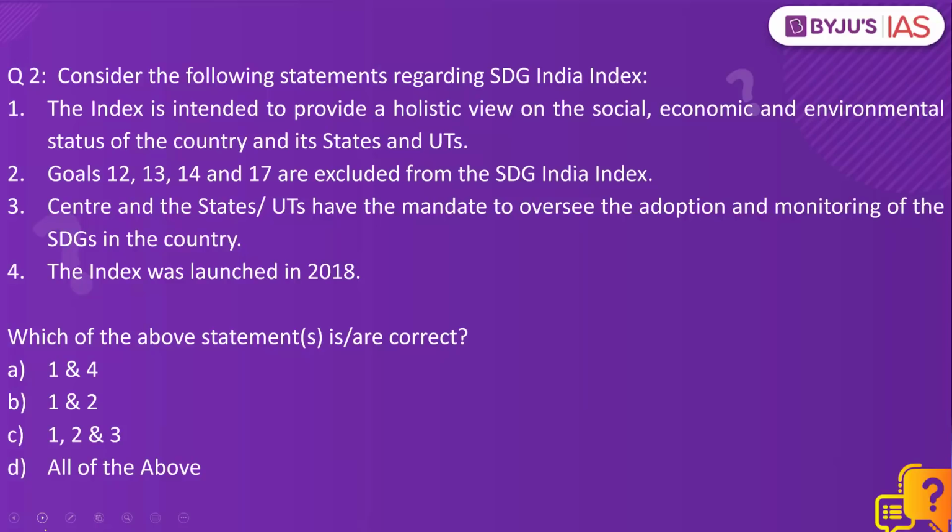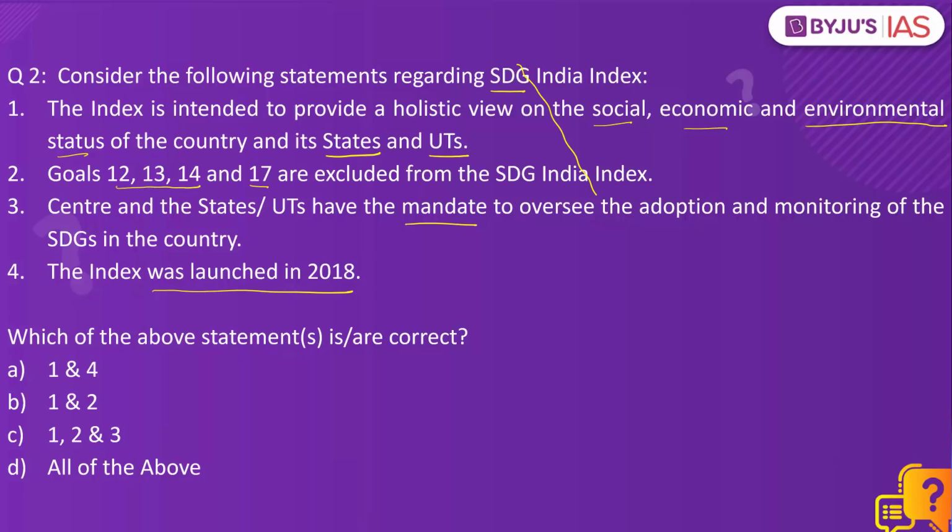Consider the following statements regarding the Sustainable Development Goals India Index. Number 1, the index is intended to provide a holistic view on the social, economic as well as environmental status of the country and the states of India as well as the union territories. Number 2, Goals 12, 13, 14 and 17 are excluded from the SDG India Index. Number 3, the Center and states as well as the union territories have the mandate to oversee the adoption and monitoring of the SDGs in the country. Number 4, the index was launched in the year 2018.